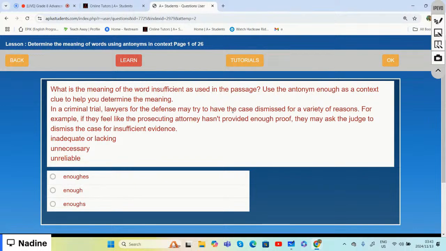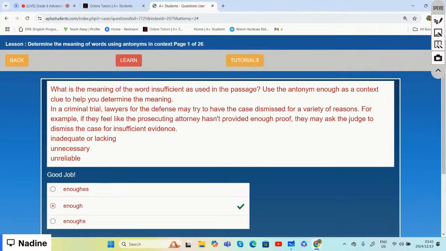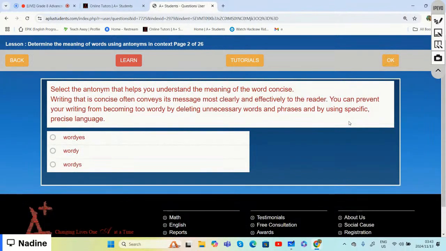So, insufficient evidence. The opposite of insufficient would be to have enough, right? So, enough is the opposite of insufficient because insufficient means that you don't have enough. So, the opposite of insufficient is that I have enough. Specifically in that context, you have enough evidence. All right, let's look at the next one.